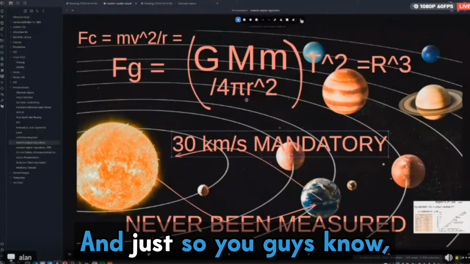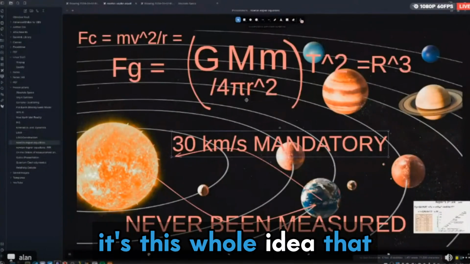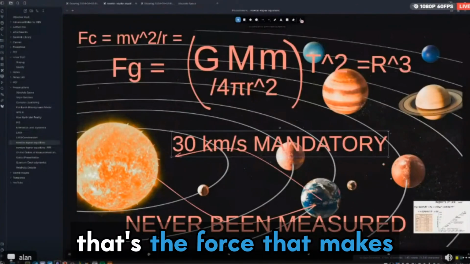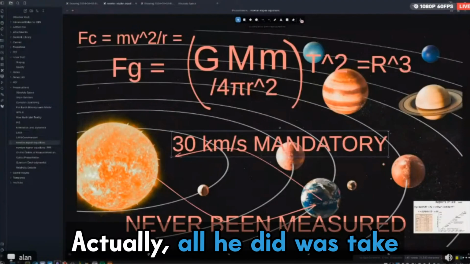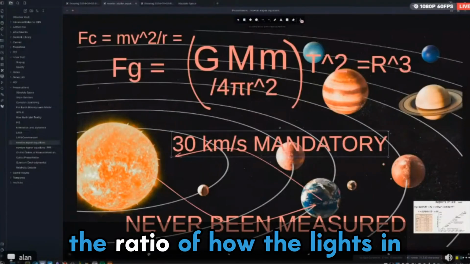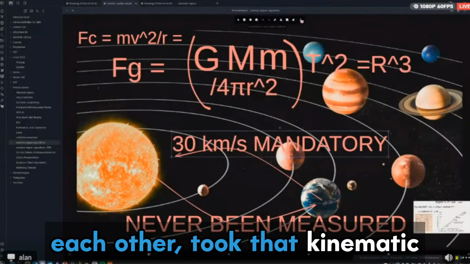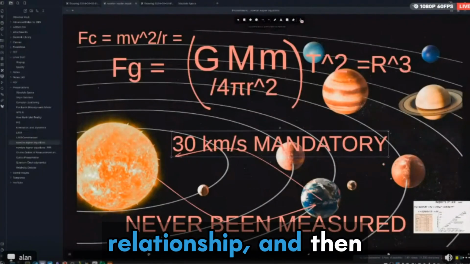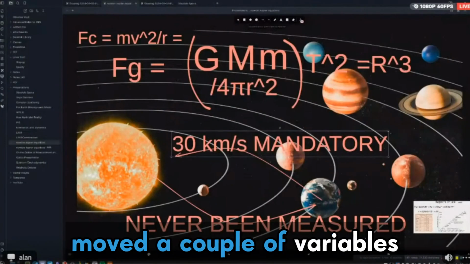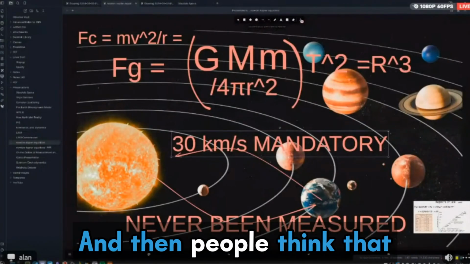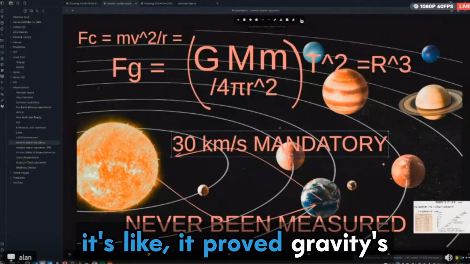Boom, bro. And just so you guys know, this whole idea that Newton was a genius, figured out that gravity was a force because an apple fell, and then he figured out that's the force that makes everything move around. Actually, all he did was take the ratio of how the lights in the sky move in relation to each other, took that kinematic relationship, and then moved a couple variables around, swapped them out, and threw mass in there. And then people think that it proved gravity's true or something.